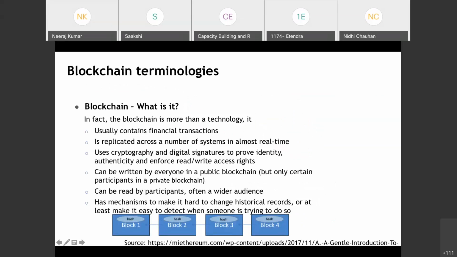So what actually is the blockchain? In fact, the blockchain is more than a technology. It usually contains financial transactions. So let's say we have one block, then a second block, then a third block, then a fourth block, and all of these blocks are interconnected using some cryptographic mechanism.